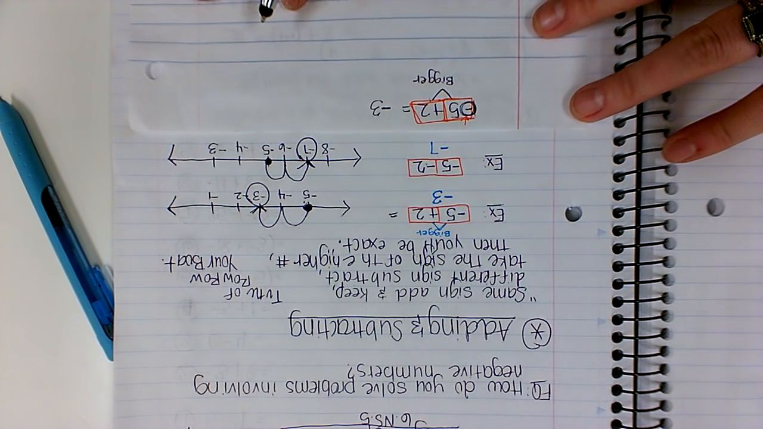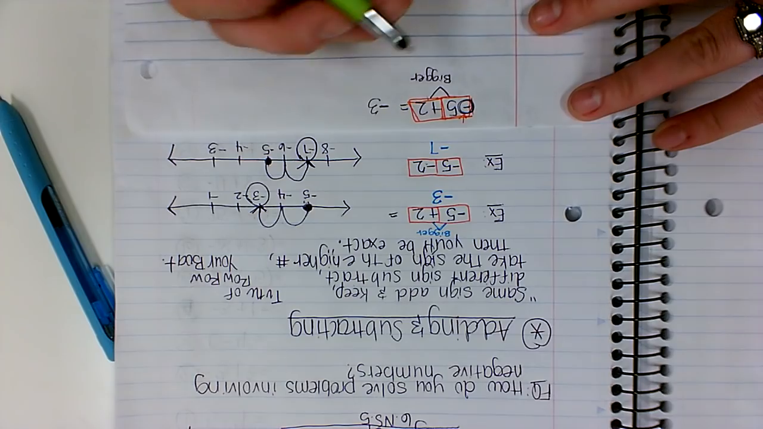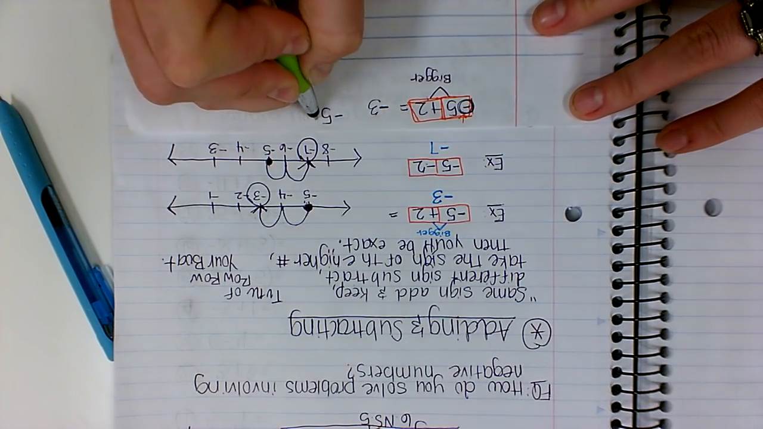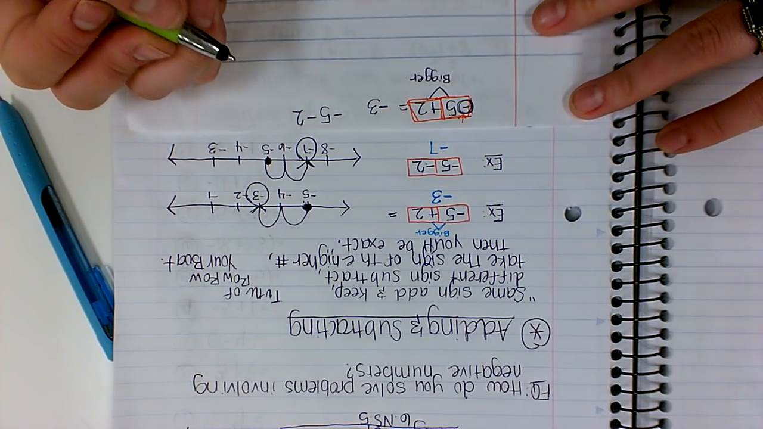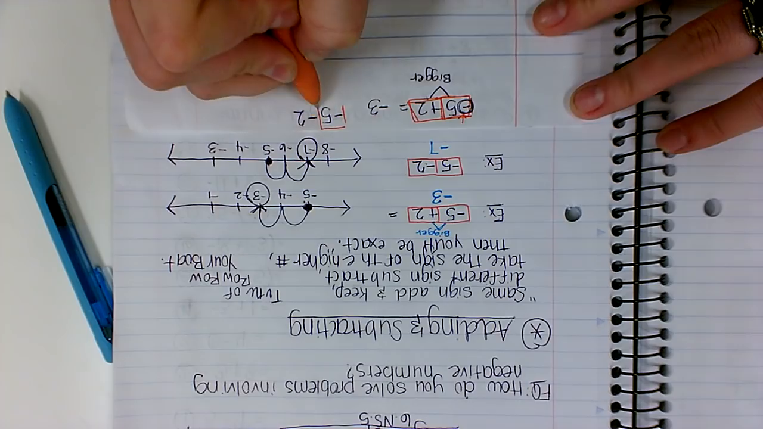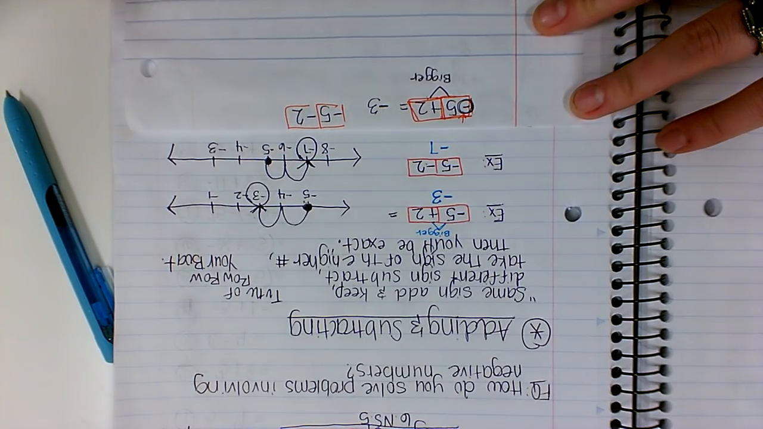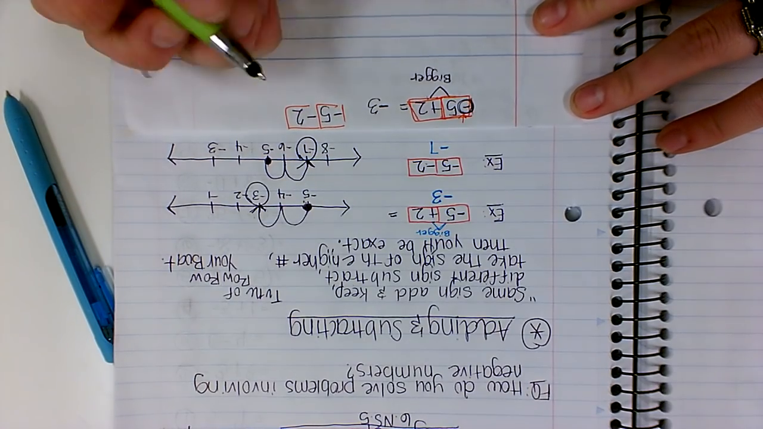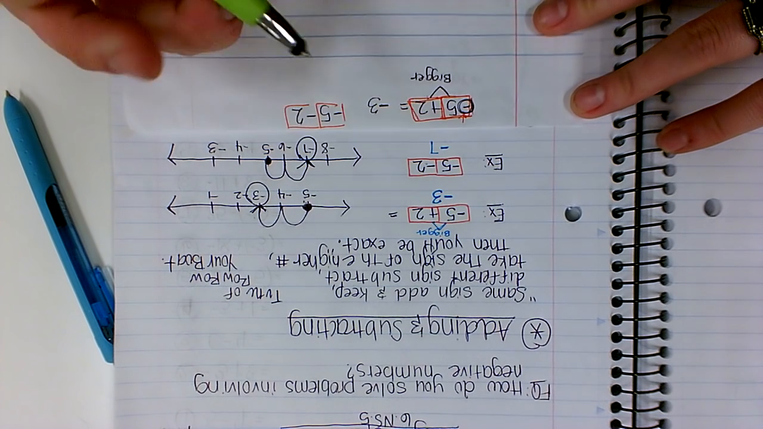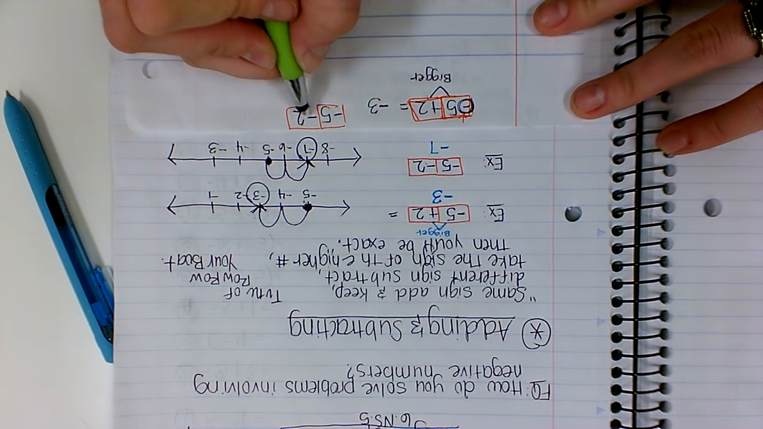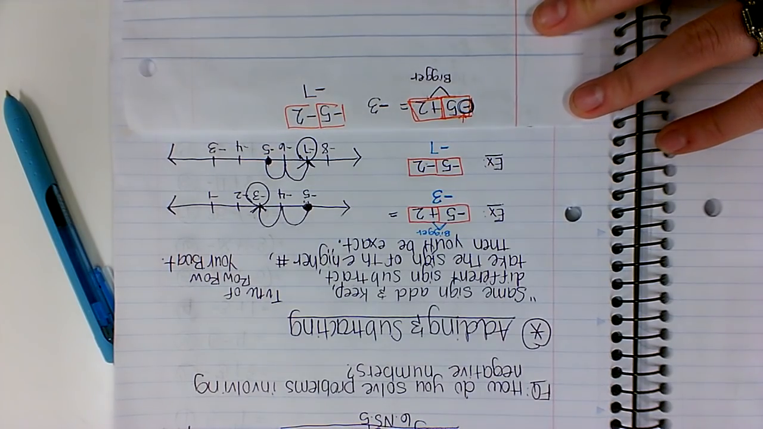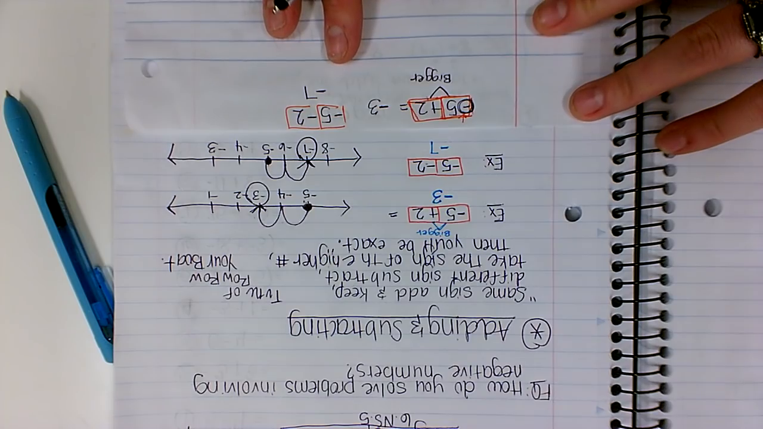Alright guys, here's another example. -5 minus 2. So once again, we're going to put a box around our numbers. Same signs, so we're going to add them and keep the sign. So 5 plus 2 is 7, and our sign is negative. So we have -7 as our answer.